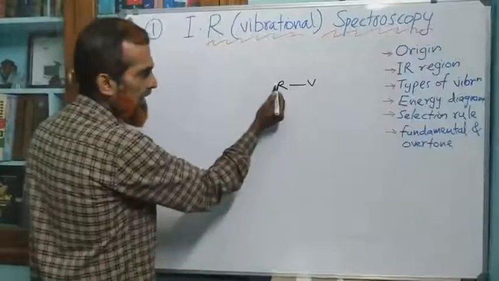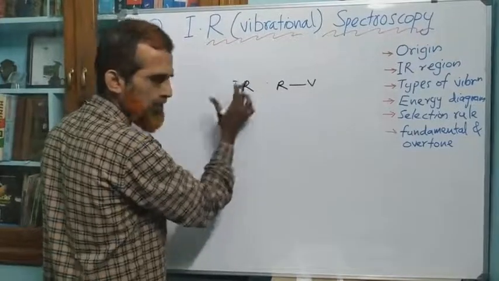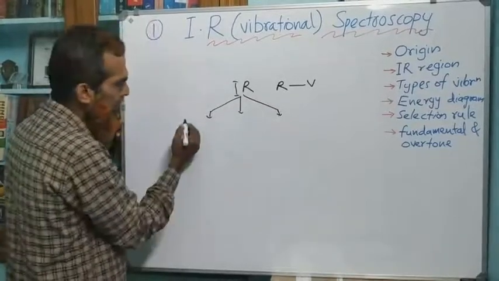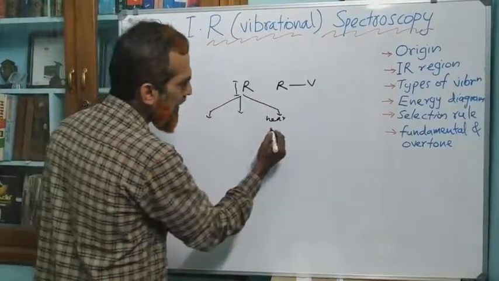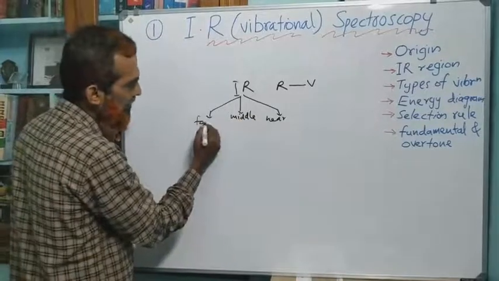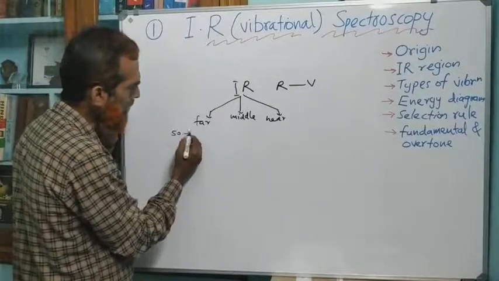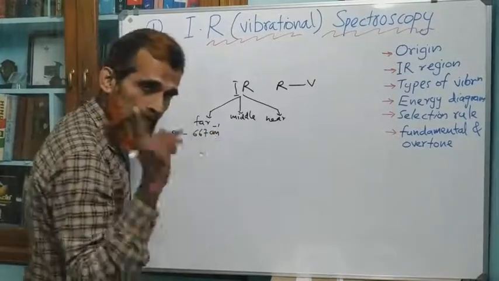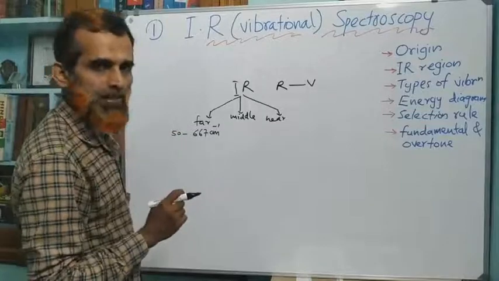Now, coming to the IR region used for this study, see, in VIBGYOR, the visible region, next to red comes IR. That is called infrared, the region next to red. This is actually of three parts. We can divide IR into three parts. One is called near IR, means near to the red region, and then it is middle IR, and this is far IR. This far IR ranges from 50 to 667 or roughly 700 centimeter inverse. Remember, in IR spectroscopy, conveniently we use centimeter inverse or wave number as the unit.